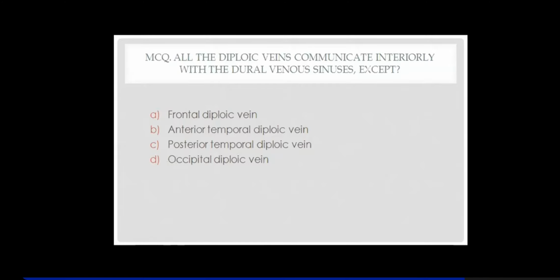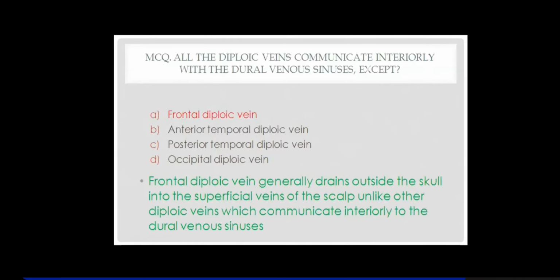The question is this. Because I cannot get the answers from your side, the chat box is blocked, so let me tell you. The answer is frontal diploic veins. The frontal diploic veins generally drain outside the skull into the superficial veins of the scalp, like the supraorbital veins also, unlike the other diploic veins, which communicate interiorly with the dural venous sinuses.